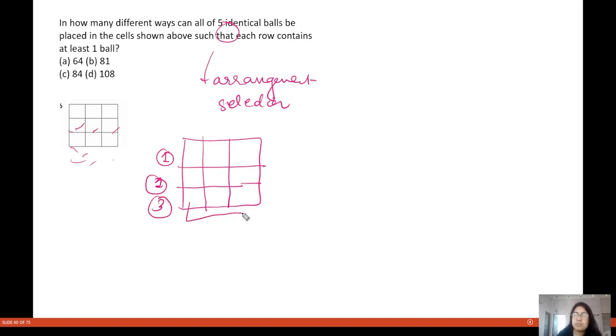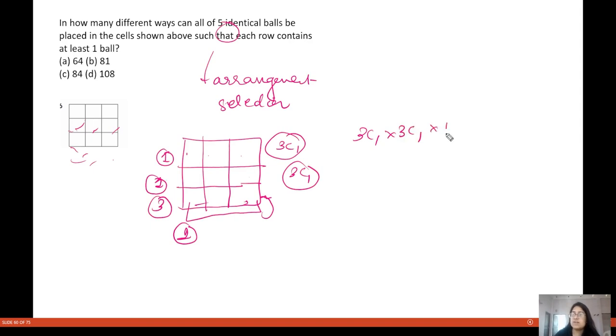Okay, so when I am putting all the three balls in one row, the number of ways of doing that is one only. And when I am putting one ball in one of these boxes, that can be done in 3C1 ways. And when I am putting one ball in any one of these boxes, that can be done in 3C1 way. So we are doing 3C1 into 3C1 into 1. So that will be 3 into 3 into 1, which is equal to 9. This can be done in three ways, so that is equal to 27.